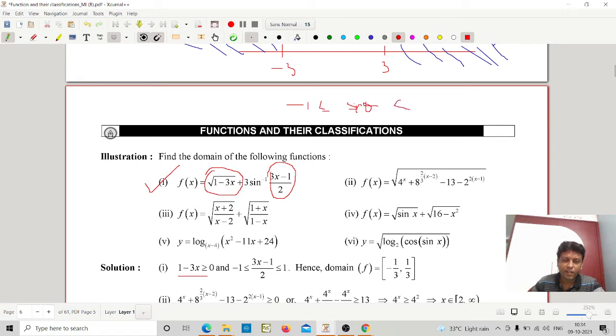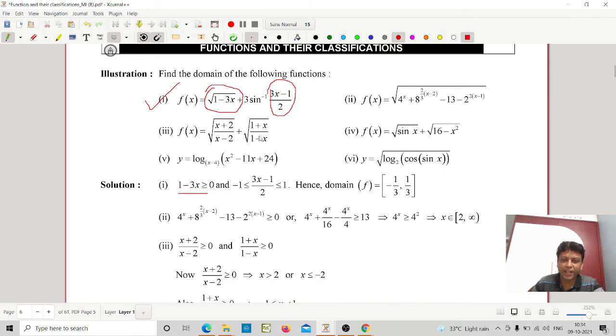Yes, sir. So that is why whatever is inside the sine inverse should be inside the limit minus 1 and 1. So minus 1 less than or equal to (3x minus 1) by 2 less than or equal to 1. That's the thing. So you have 2 points: 1 minus 3x greater than or equal to 0, and minus 1 less than or equal to (3x minus 1) by 2 less than or equal to 1. Let me explain now how you get this domain.